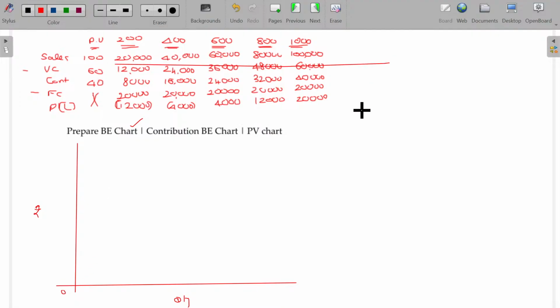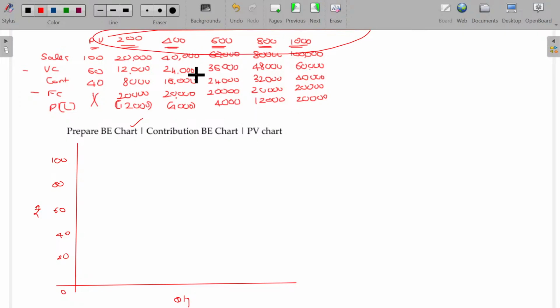Rupees ranges from 20 to 1 lakh. So, I write this way: 20,000, 40,000, 60,000, 80,000, 100,000. And number of units being this one: 200, 400, 600, 800. So, 200 units, 400 units, 600 units, 800 units, 1000 units. Now I am going to plot the values.